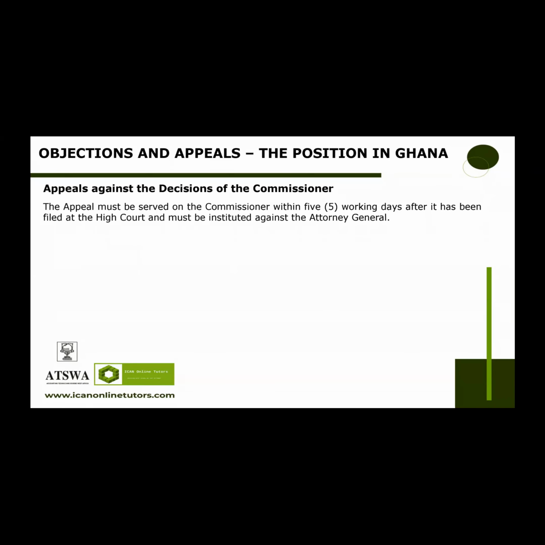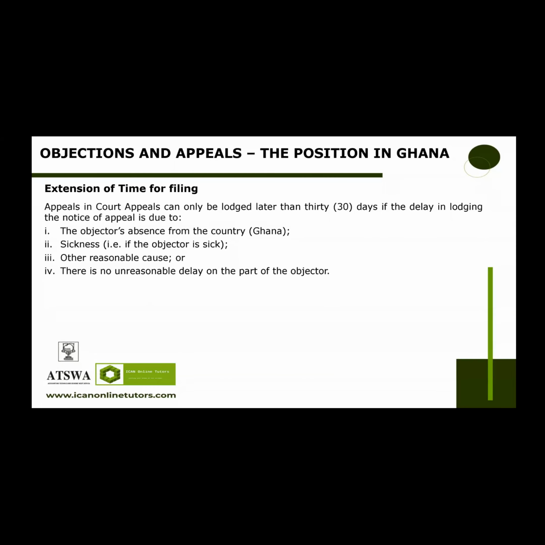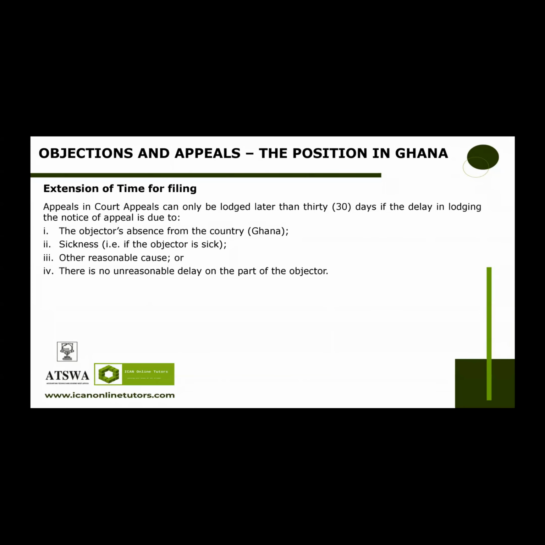Then we have appeals against the decisions of the commissioner. The appeal must be served on the commissioner within 5 working days after it has been filed at the High Court and must be instituted against the Attorney General. And the extension of time for filing appeals in courts: this can only be lodged later than 30 days if the delay in lodging the notice of appeal is due to the objector's absence from the country, Ghana, sickness, that is, if the objector is sick, other reasonable cause, or there is no unreasonable delay on the part of the objector. No action would be entertained without objection and appeal procedure being followed.